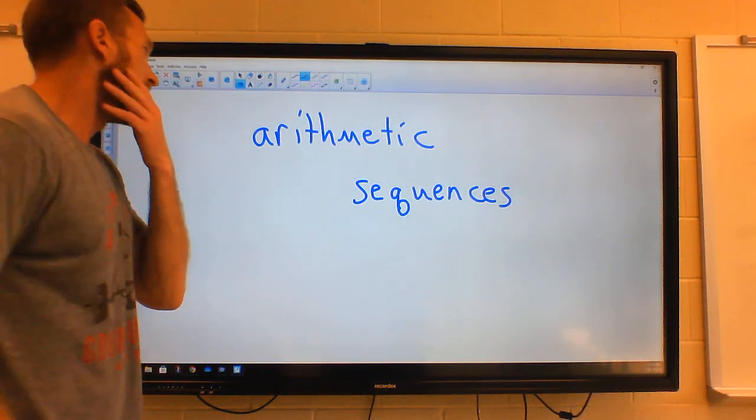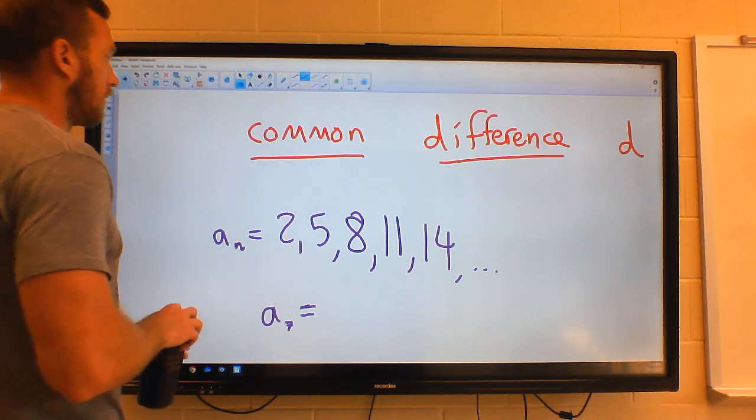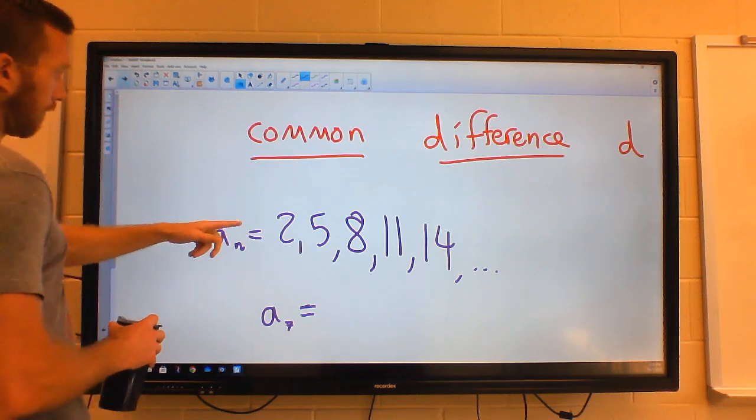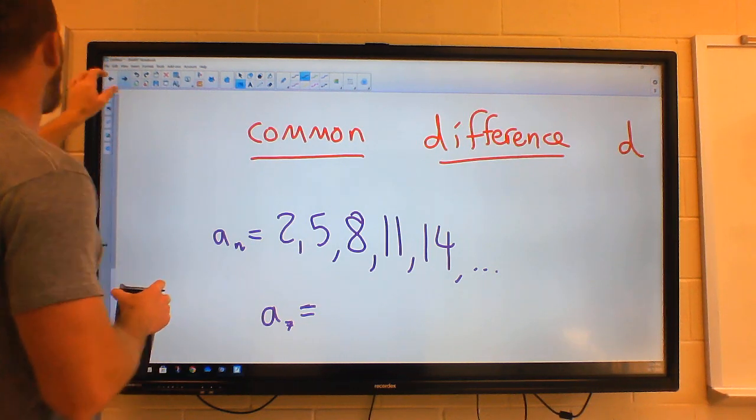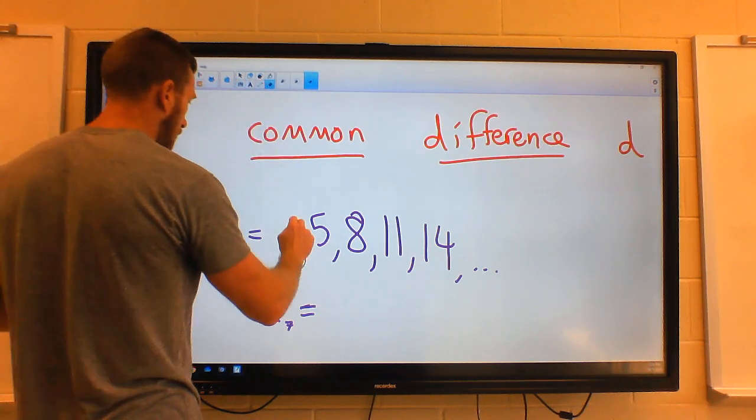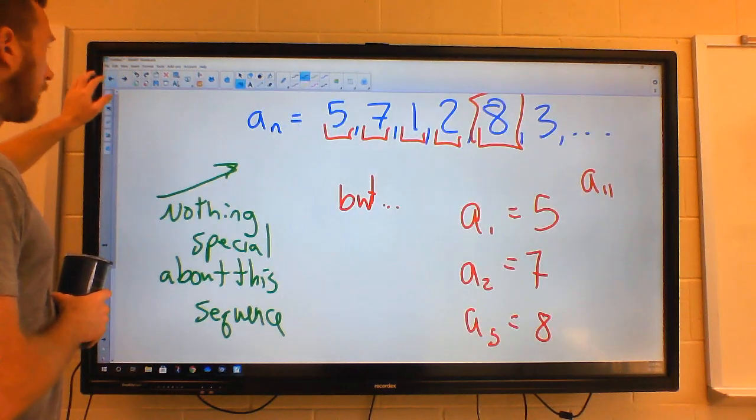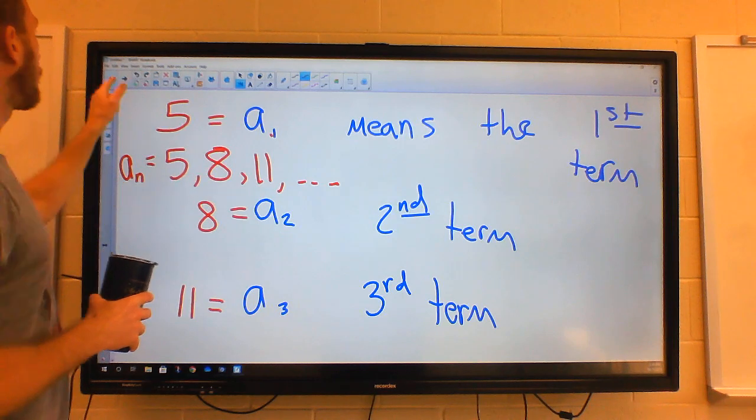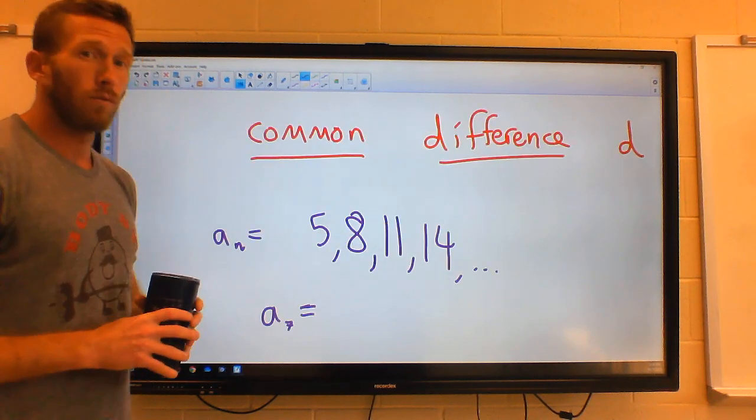This arithmetic sequence has a common difference, or d. This is actually a different sequence, but it's still arithmetic. It's pretty close to the other one. Actually, I'll just erase this first term. Now we have the same sequence we were dealing with over here: 5, 8, 11. I'll just start it there. 5, 8, 11, 14, and so forth.